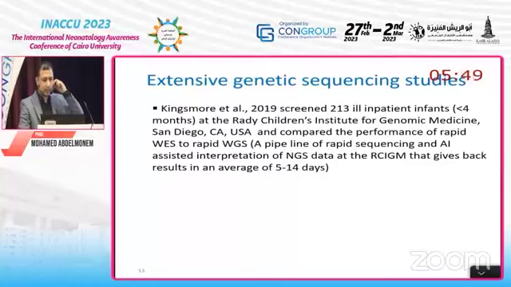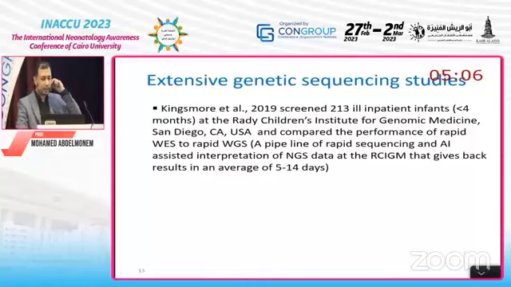Kingsmore et al. 2019 screened 213 ill inpatient infants less than 4 months of age at the Rady Children's Institute for Genomic Medicine at San Diego, California, USA, and compared the performance of rapid whole exome to rapid whole genome sequencing using a pipeline of rapid sequencing and AI-assisted interpretation of next-generation sequencing data at their institute, that gave back results in an average of 5 to 14 days. The normal span for receiving diagnostic outcome for whole exome and whole genome sequencing following the normal pipeline is about 6 to 8 weeks, more or less, give or take.